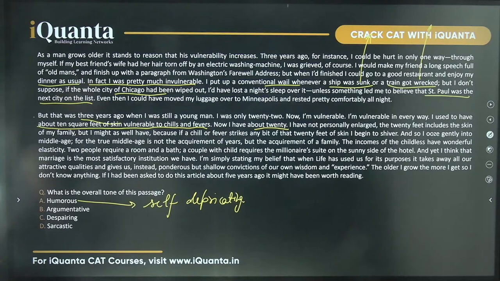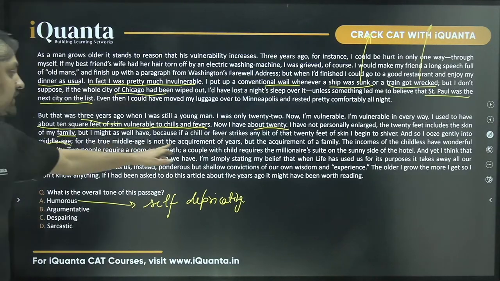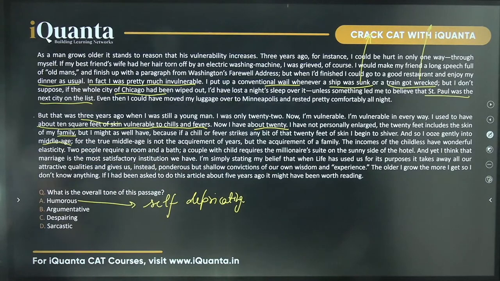I have not personally enlarged, that means his body has not grown like Hulk. The 20 feet includes the skin of his family. But I might as well have, because if a chill or fever strikes any bit of that 20 feet of skin, I begin to shiver. He is talking about an extended family. Now he might have got married. So I ooze gently into the middle age, for the true middle age is not the acquirement of years, but the acquirement of a family.